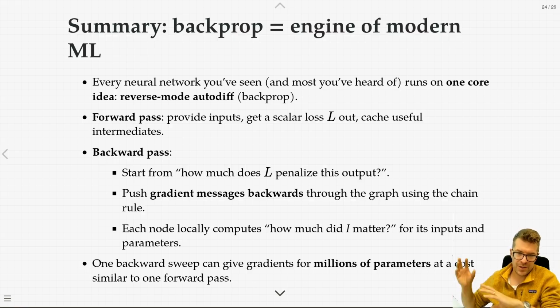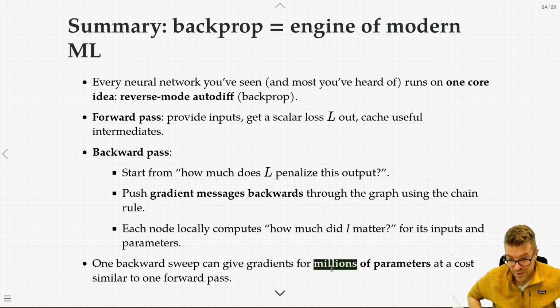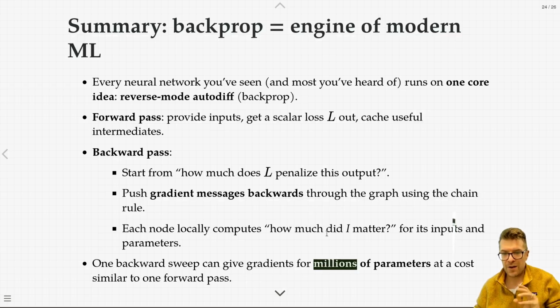The backward pass will assign penalizations. For this output, you have a big error, you have to assign the blame. This will be done through pushing gradients as messages back through this graph, through these chain rules we talked about last time. Every node will have to locally compute how much did I matter to this error overall. By doing this, we'll push gradients for potentially millions or billions or even trillions of parameters these days. But if you do so in the ways we've been describing, the cost of a backward pass will be roughly approximate to the cost of a single forward pass.